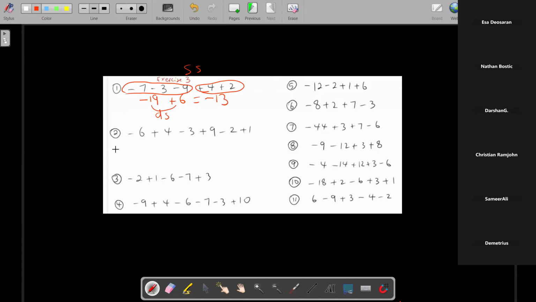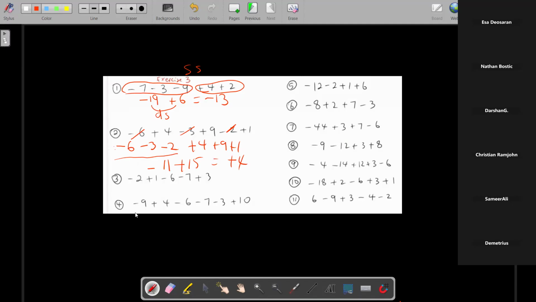Next one, same thing here. We could rearrange it if you want. Rearrange the negatives first: minus 6, minus 3, minus 2, and then you put plus 4, plus 9, plus 1. Same signs here. We get negative 11, and then you get positive 14. So I want 2 volunteers to do the next two for us, and we can move on to the new topic.